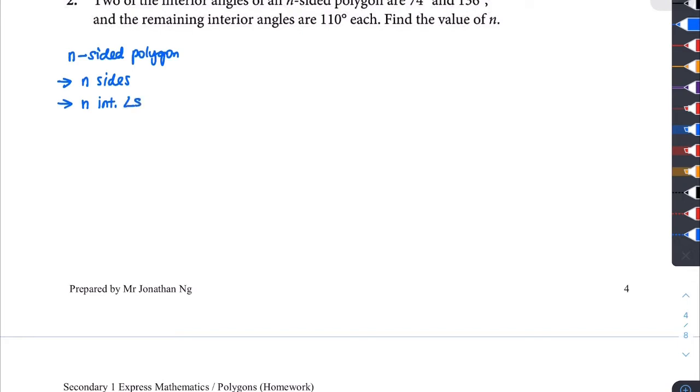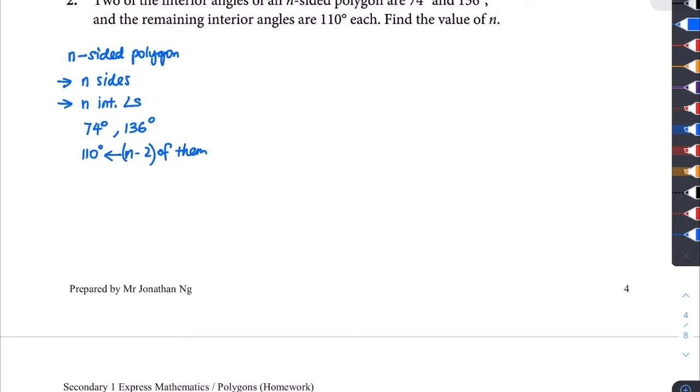Then the interior angles: one of it is 74, another one is 136, and we have 110. But how many of these actually? If we have n of the interior angles and we know 2 of them, the remaining unknown ones are 110. So for this one we have n minus 2 of them.